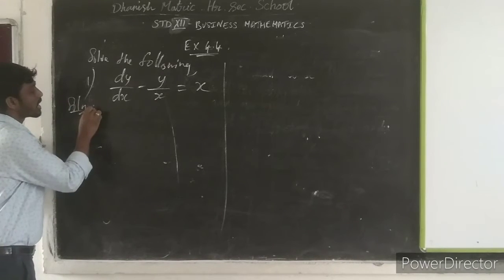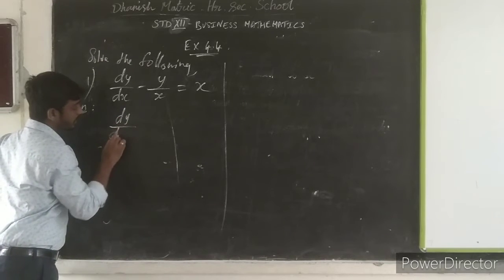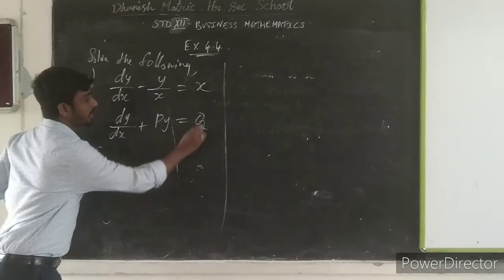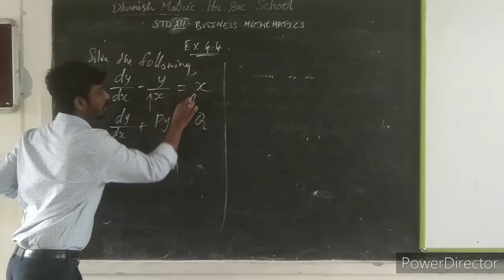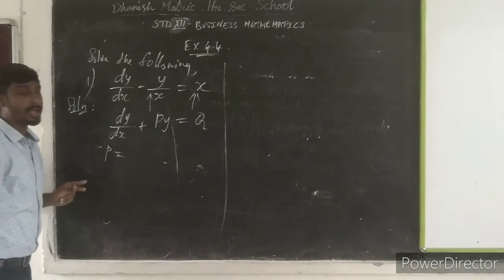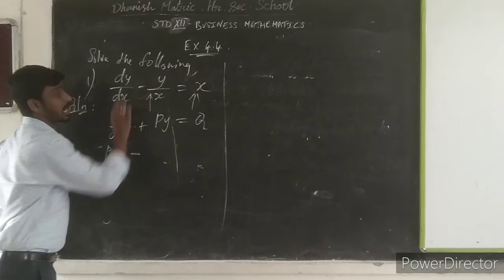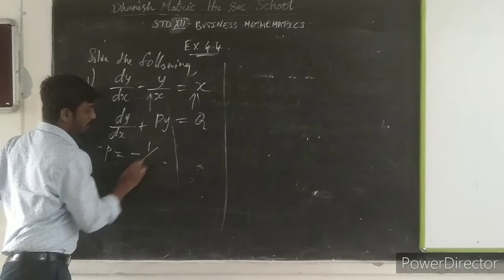Now we are going to combine it into the general form. What is the general form formula? That is dy divided by dx plus py equal to q. Now we are combining this form with the question. Listen here, p is equal to, we are taking the values with sign, so minus 1 by x.